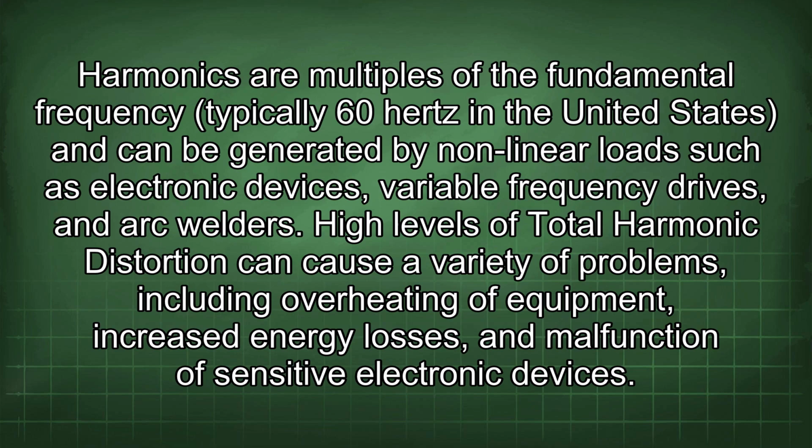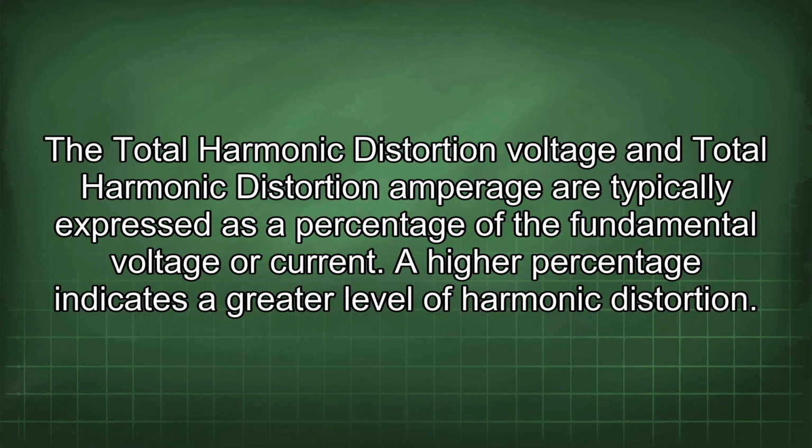High levels of total harmonic distortion can cause a variety of problems, including overheating of equipment, increased energy losses, and malfunction of sensitive electronic devices. The total harmonic distortion voltage and total harmonic distortion amperage are typically expressed as a percentage of the fundamental voltage or current. A higher percentage indicates a greater level of harmonic distortion.